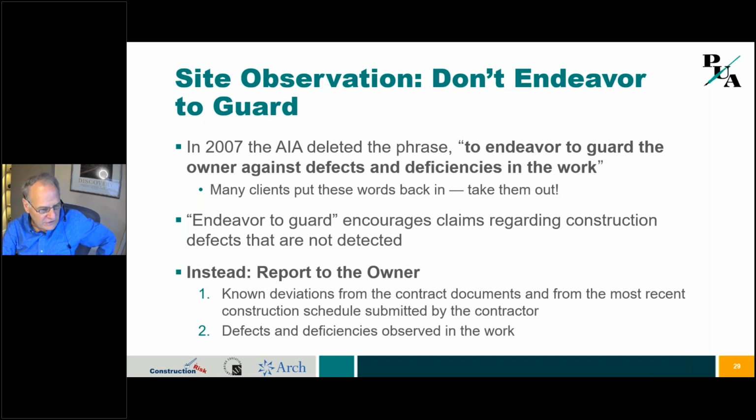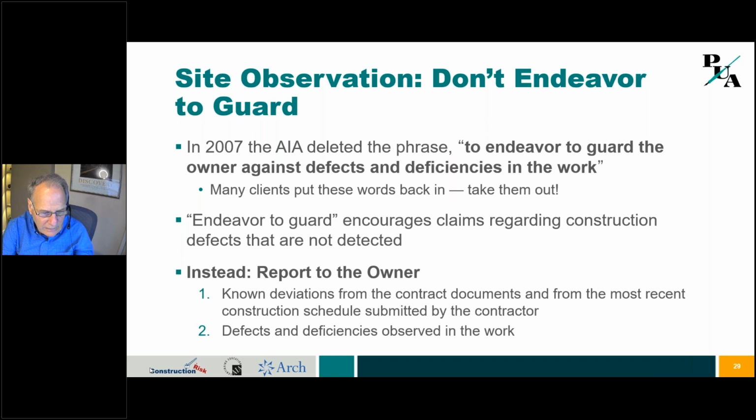Okay, now let's look at site observation. This is an issue that I really focus on in each of the contracts that I review, because what we find is in the old 2007 AIA B101, there was language saying that the architect was doing site observation for the purpose of endeavoring to guard the owner against defects and deficiencies in the work. Well, that creates a situation where you have a duty that you've got to go out and look for. You're endeavoring to guard. How do you endeavor to guard? You've got to look for construction defects. It becomes your duty to exercise the standard of care, to look at what the contractor did and see if there's a defect and report it to the owner.